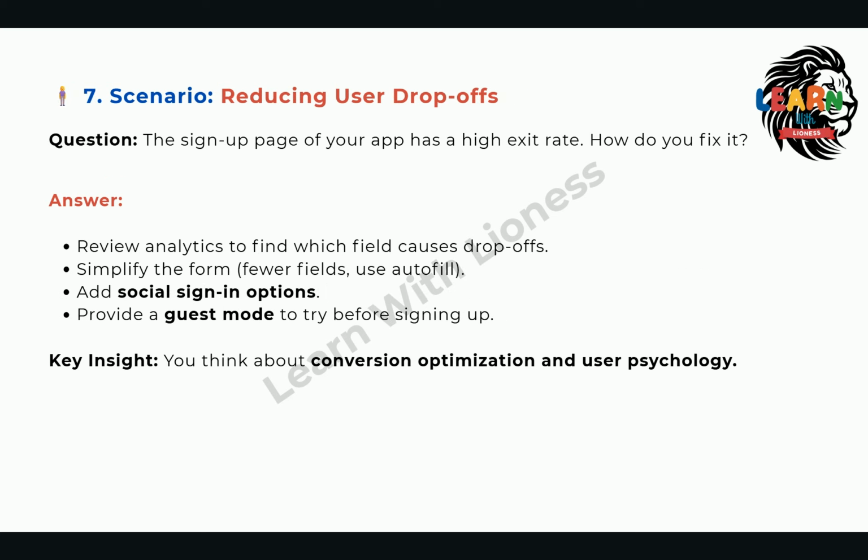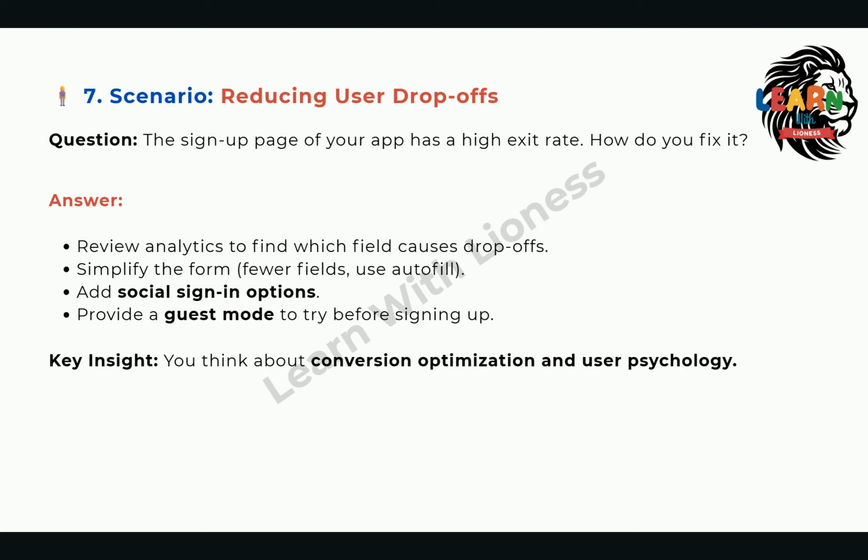Scenario 7. Reducing user drop-offs. Question: the sign-up page of your app has a high exit rate. How do you fix it? Answer: review analytics to find which field causes drop-offs.